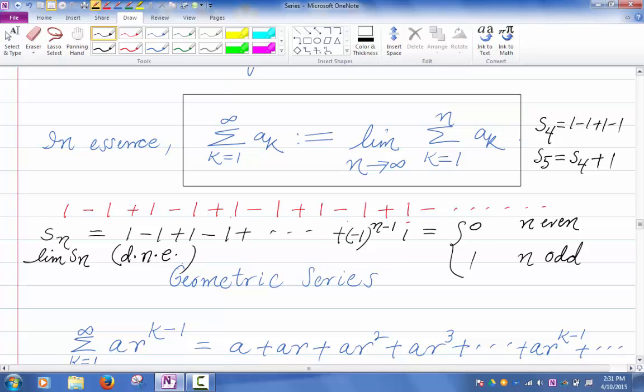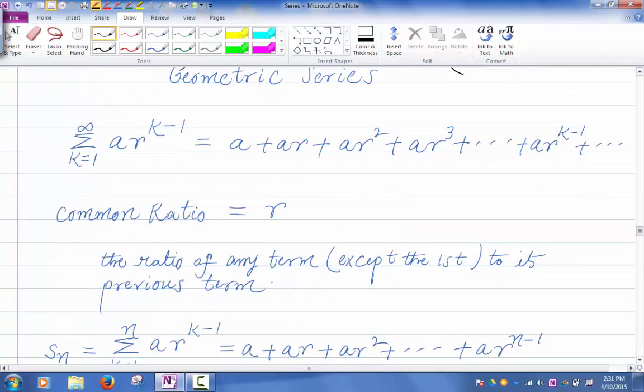Okay, so let's look at a geometric series. What is a geometric series? A geometric series is like this. Summation k going from 1 to infinity, a multiplied with r to the k minus 1. A and r, these are constants here. So what is that series then? Well, when k is 1, you get a. When k is 2, you get ar. When k is 3, you get ar squared, and so on. Is everybody okay with that?